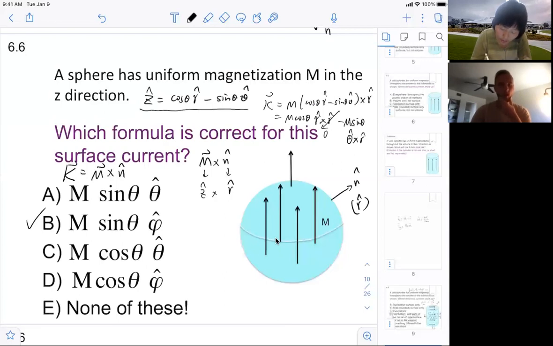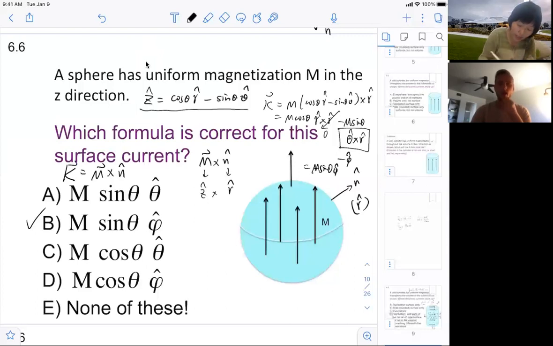So what is theta hat cross r hat? Phi hat. Is it phi hat or is there a sign associated? So maybe a sign. So again, negative phi hat. Okay, so negative negative will be positive M sine theta phi hat.